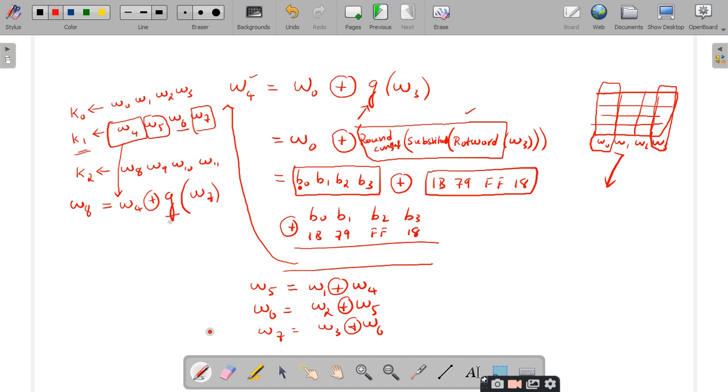So what is G here? It is again the same. It is the round constant of substitute of rot word of W7. That's it. Now what is W9? W5 exclusive OR with W8. What is W10? W6 exclusive OR W9. What is W11? It is W7 exclusive OR W10.